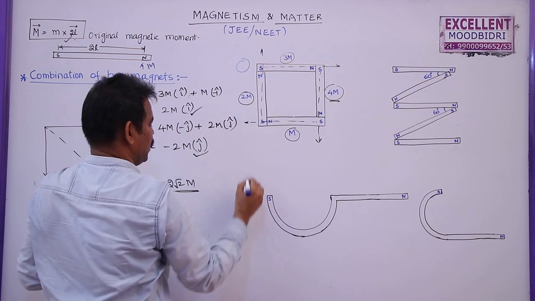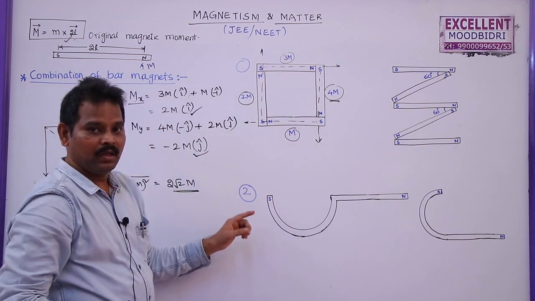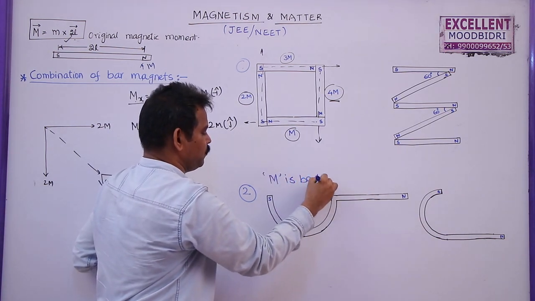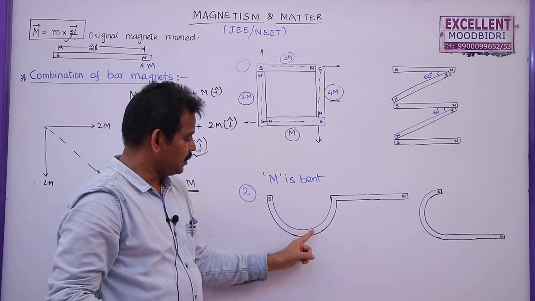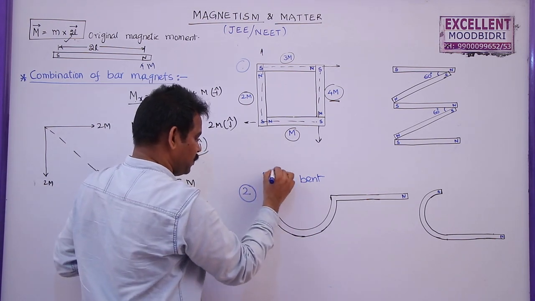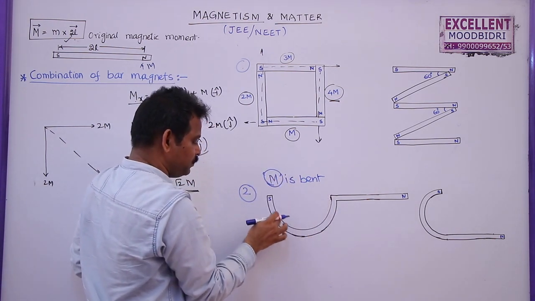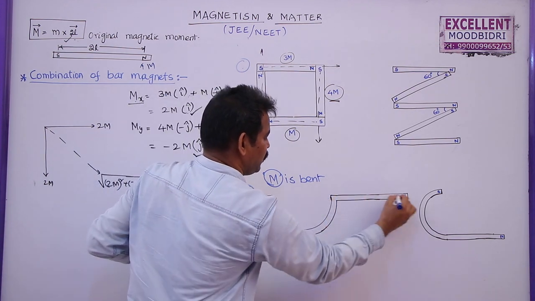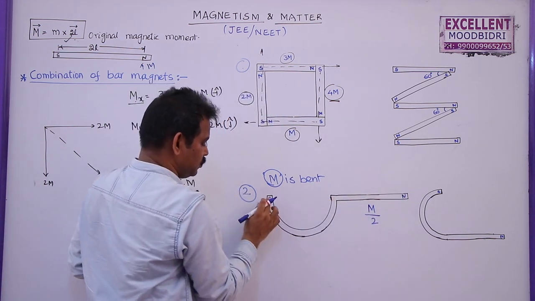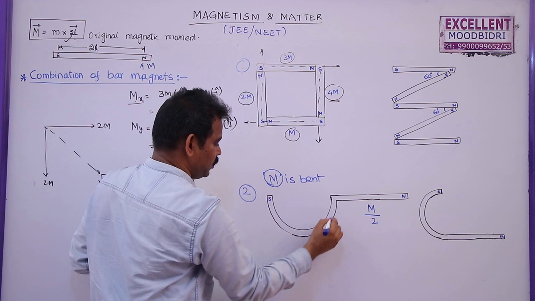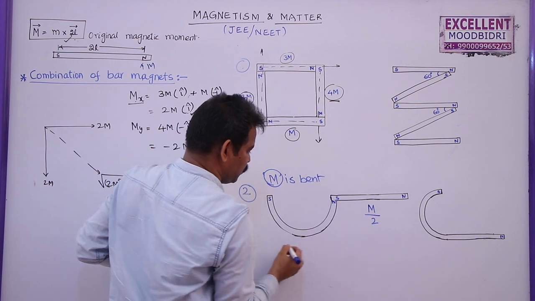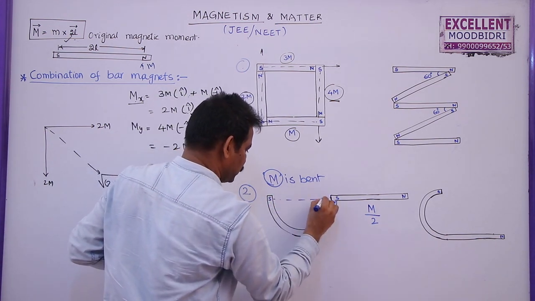This is problem 1. Now I am going to solve problem 2. Here a bar magnet of magnetic moment m is bent as shown in the figure. The first half of the magnet is bent in the form of a semicircle and the rest is straight. So the actual magnetic moment of the bar magnet is m. Half is bent into the form of a semicircle, and the remaining half remains a straight bar magnet only. So the magnetic moment of this one is m by 2. This is what we now have to find out. If this is the north pole, this is the south pole. So what is the magnetic moment of this one which is acting in this direction only?